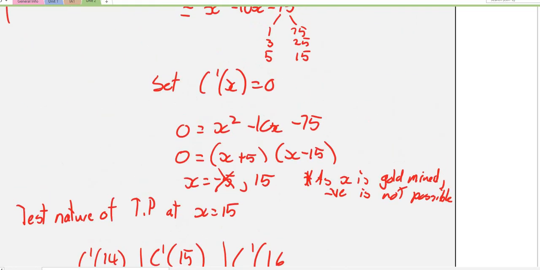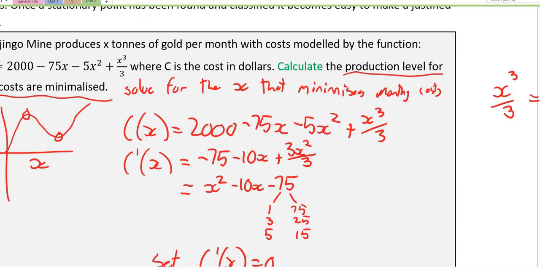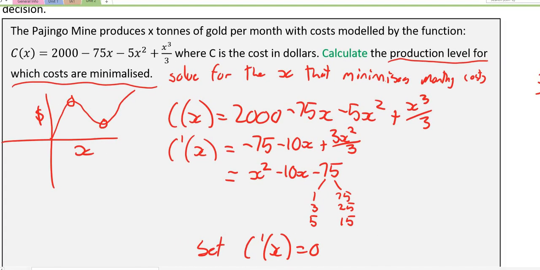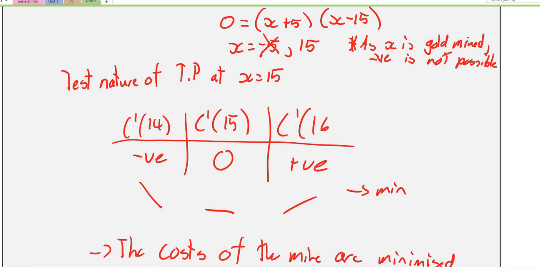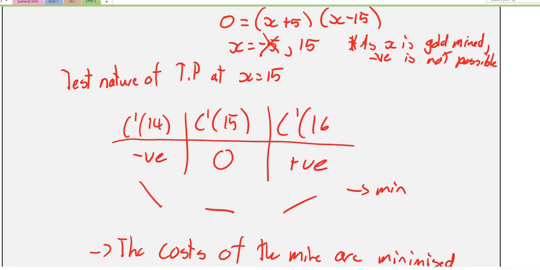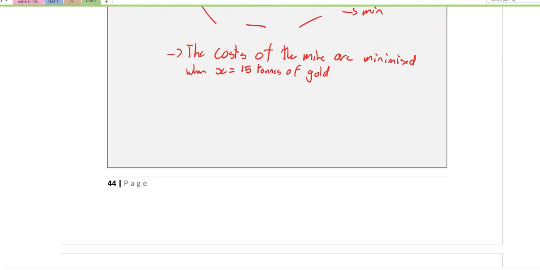Have we answered the question? Calculate the production level for which costs are minimized. It hasn't asked us to calculate the cost, it just said the production level. Production level is X. If it asked us to calculate the cost of minimal production, we have to do that, but we don't need to find Y because it hasn't asked us to. If it said find the minimum turning point, yeah, once again, we'd have to find Y, but no, we're good. Questions about that one, guys?